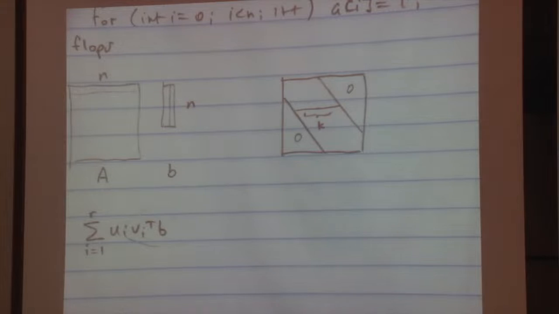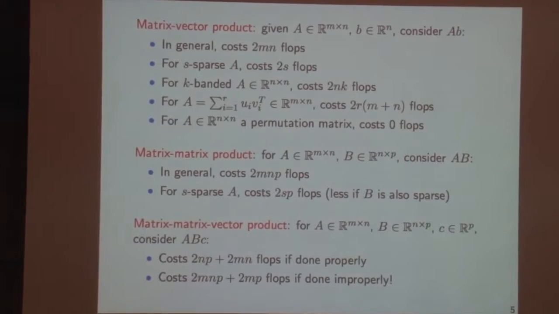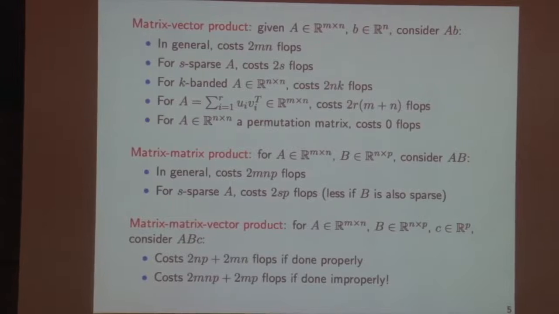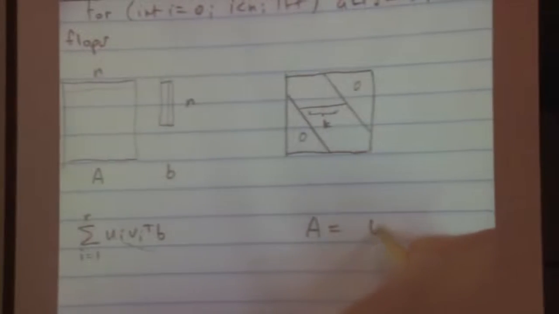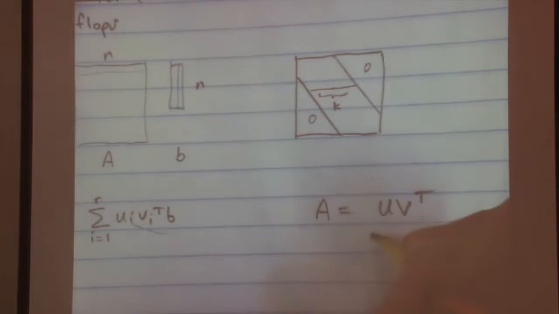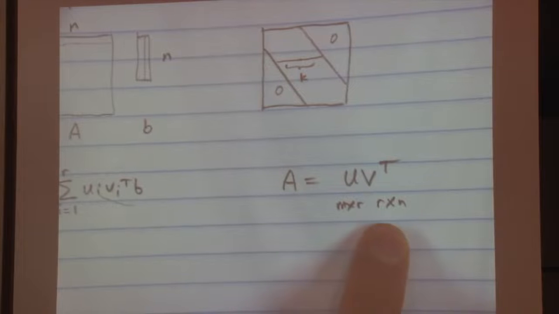Right? This 2 times r times the sum of m plus n is going to be a lot smaller than 2mn if r is a lot smaller than m or n. So low rank matrices we can multiply quickly if we have factored them. Another way of saying that A is the sum of u_i v_i transpose is saying that A is equal to u times v transpose for some matrices u and v, where u is m by r and v is r by n.